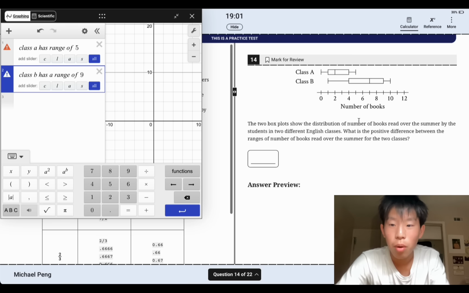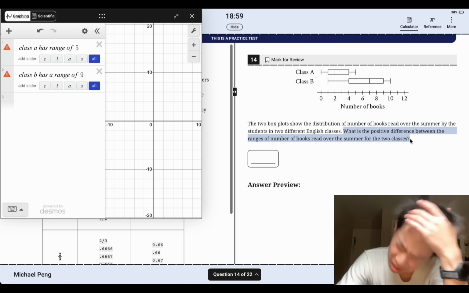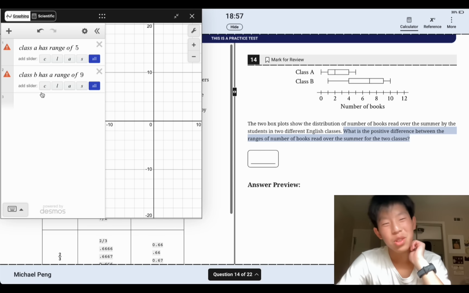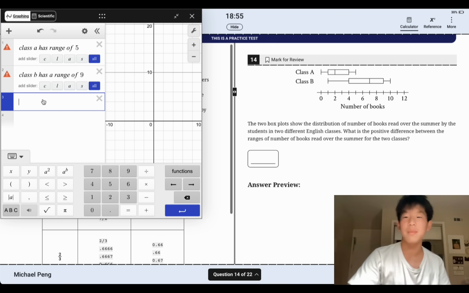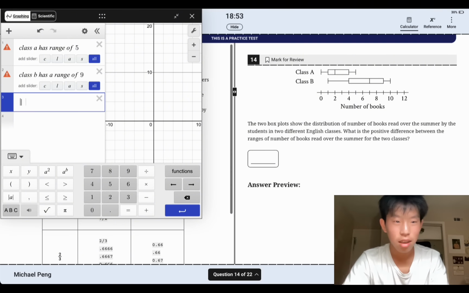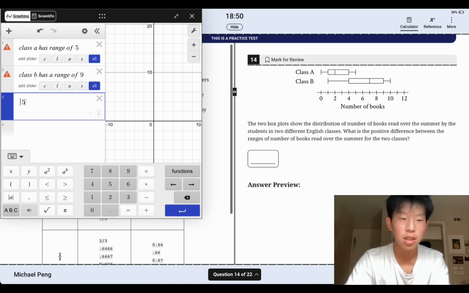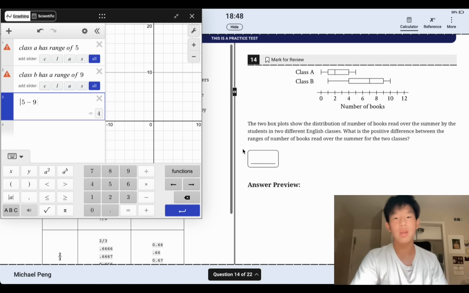So now it's asking for the positive difference. Low key, bro, there's no need to be doing all that. Positive difference is just like absolute value. So it could be 5 minus 9, and the answer is 4. So the range is 4.